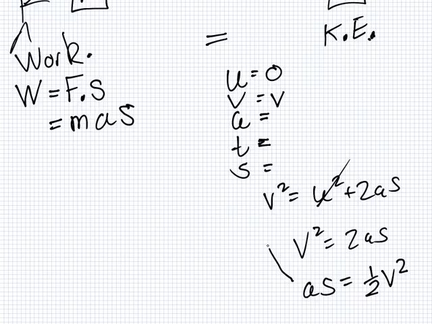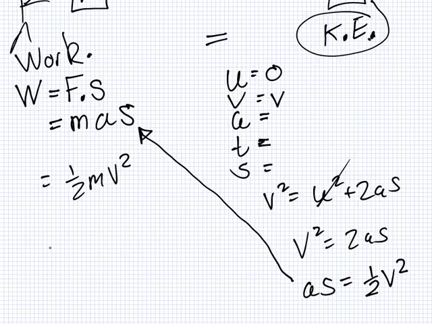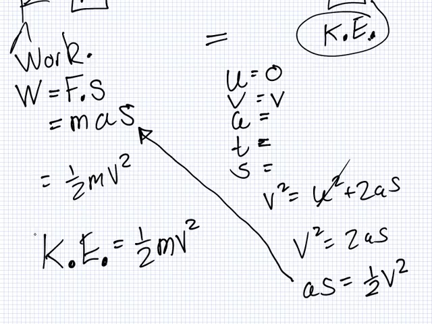So if I put that in here, half mv squared. Yeah, I get a half mv squared. That's the work that I did, which should equal kinetic energy. So we have our first formula. The kinetic energy is equal to a half mv squared. I'll zoom out.